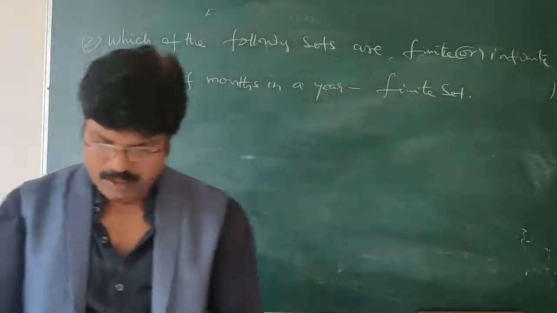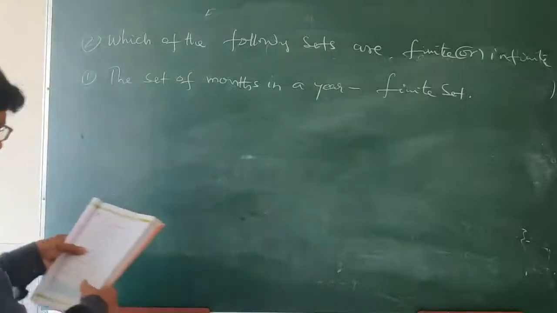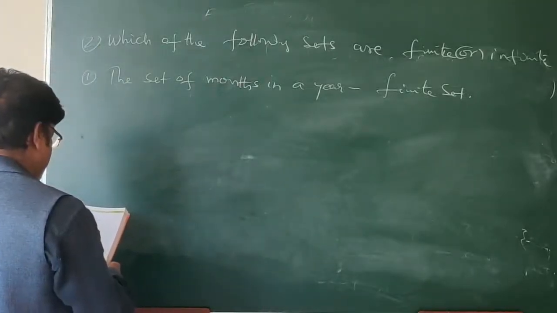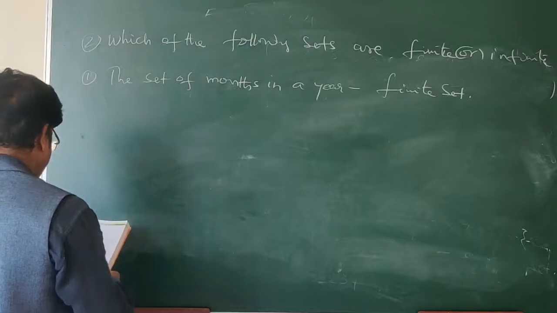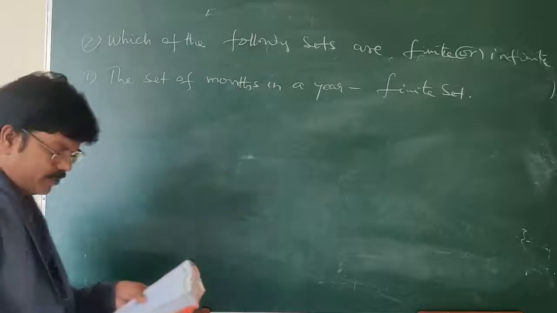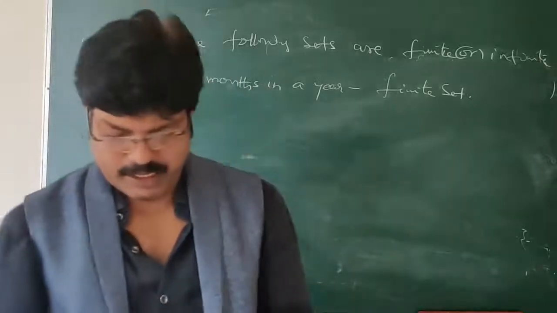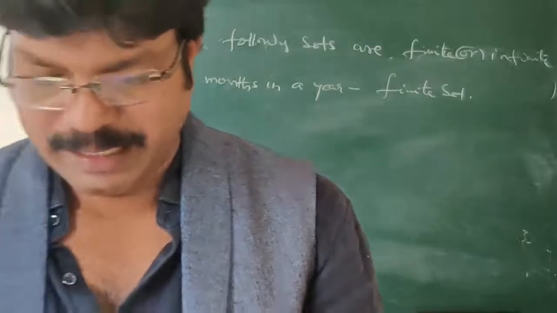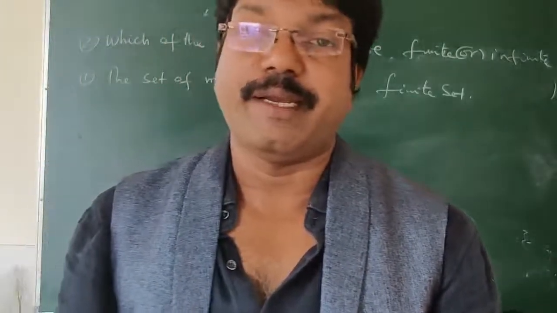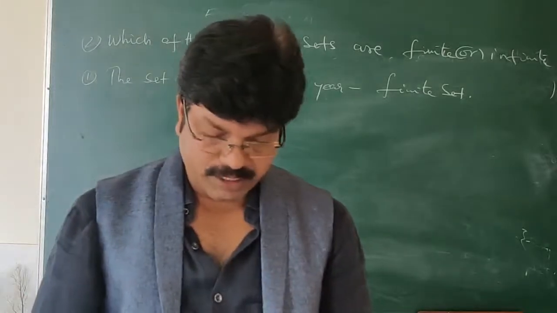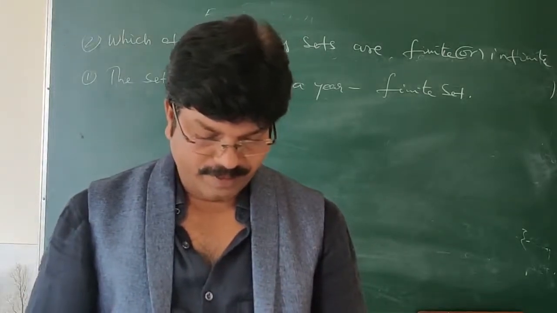Next, the set of 1, 2, 3, etc. up to 100 is finite. The set of prime numbers smaller than 100 is also finite. State whether each of the following sets is finite or infinite.